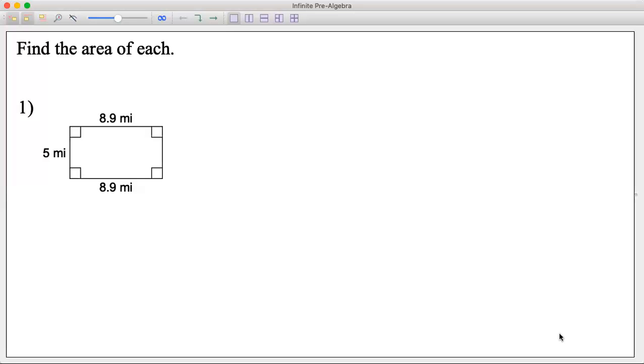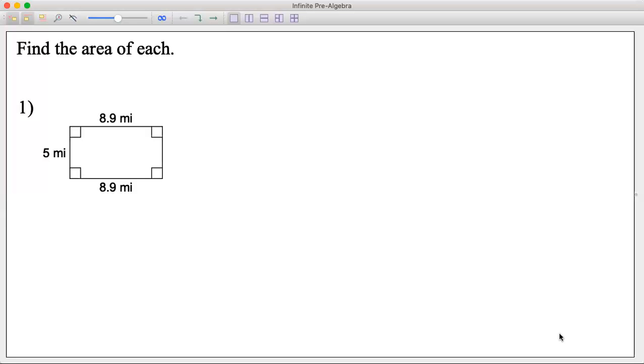Step number 3 is you're going to plug in the numbers. Now, it needs the length and the width. The length is 8.9, the width is 5. So I write A is equal to 8.9 times 5. I grab my calculator, I do the math, I write the answer with the units. Units here are miles. So answer number 1 is 44.5 miles squared. And you're done.